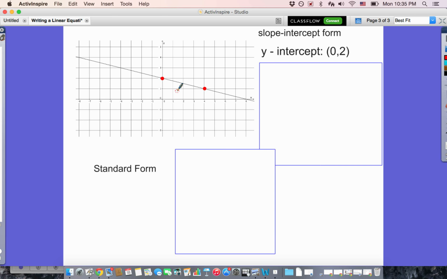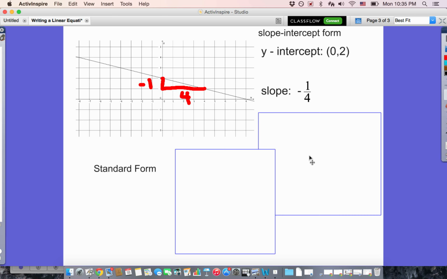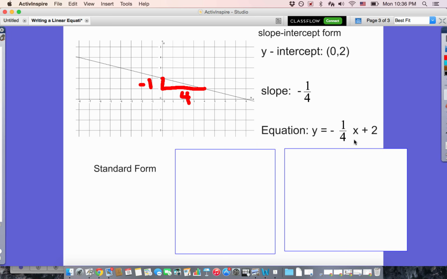So we know that y is going to decrease by 1 for every 4 increase in x. So our slope is going to be -1 over 4. That would mean our equation in slope-intercept form would be y equals -1 over 4x plus 2. Now let's talk about how to write this equation in standard form.